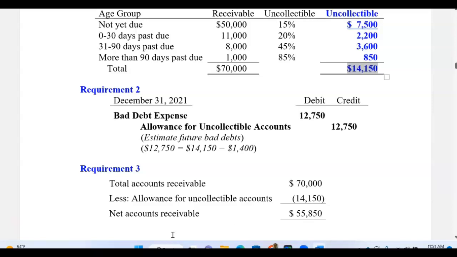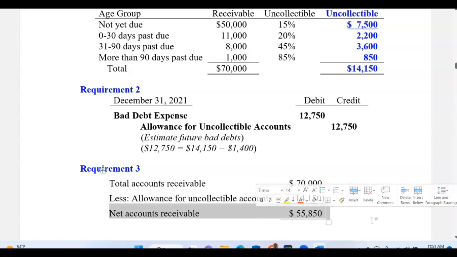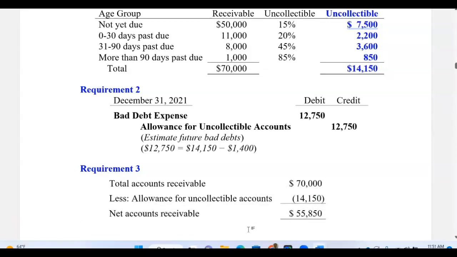So what is the net accounts receivable at that point after recognition of this? The net receivable will become 70,000 minus the allowance for doubtful account, and it gives you a net receivable of 55,850, and that 55,850 goes into the balance sheet. So how much accounts receivable do I have net in the balance sheet? 55,850. So allowance for doubtful account is a contra account to accounts receivable. Cool?